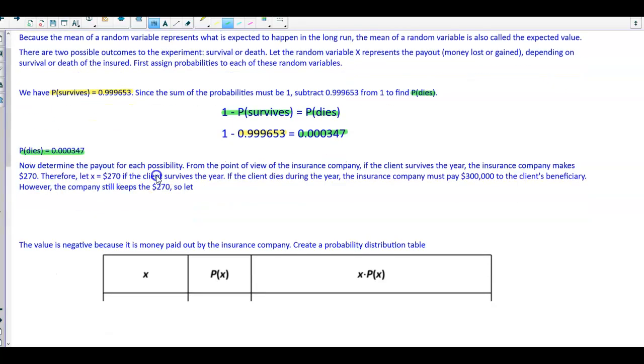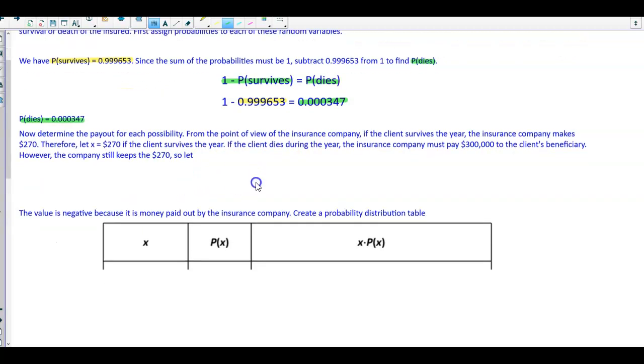Now, we need to determine the payout for each possibility. From the point of view of the insurance company, if the client survives the year, the insurance company makes the $270. Therefore, we let X equal $270 if the client survives the year. If the client dies during the year, the insurance company must pay $300,000 to the client's beneficiary. However, the company still keeps the $270. So we let X equal 270 minus $300,000, which gives us negative $299,730. The value is negative because it is money paid out by the insurance company.